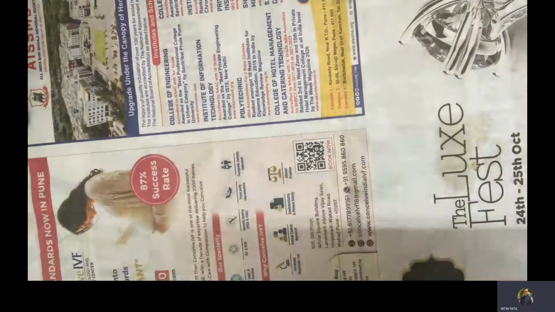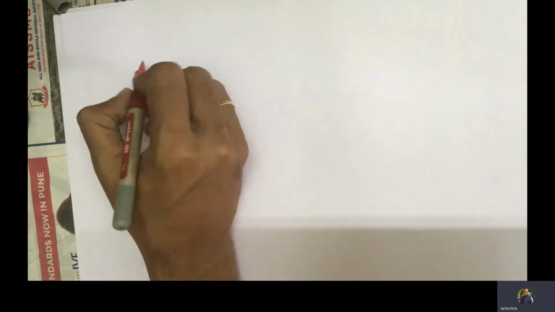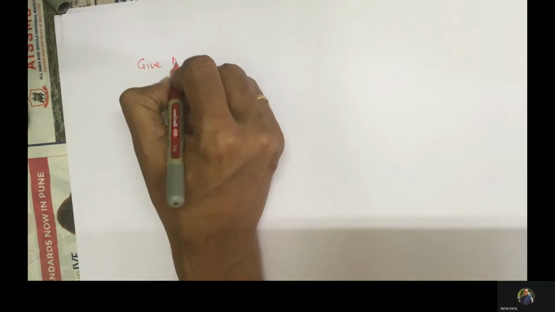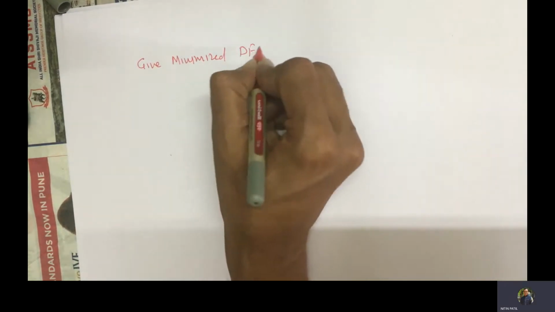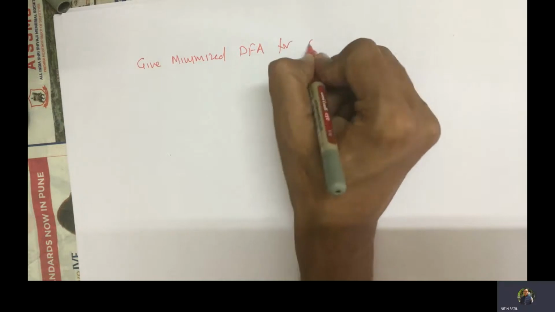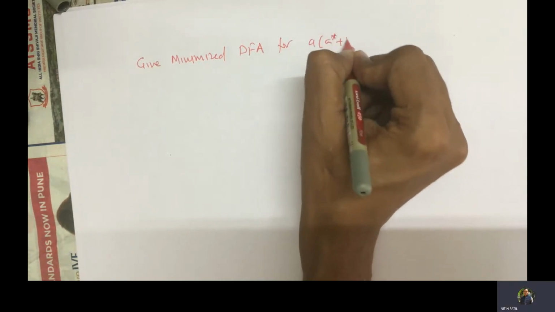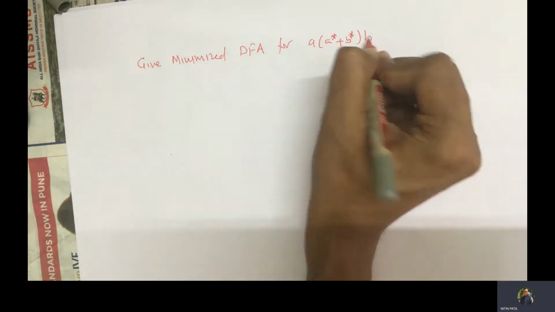Okay, in this session, I will show you the solutions for the problems that were given in the exam. The first problem was question number 6. You were asked to minimize the DFA for A star, B star, B.